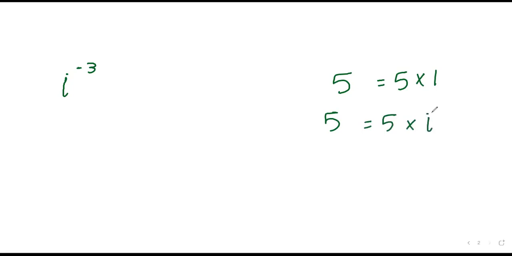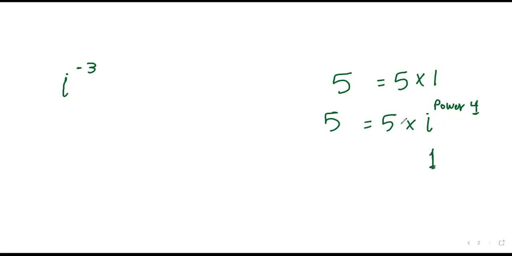If I want to find i to the power of negative 3, before you tackle it, you should know well that if I have a number like 5, it's the same as 5 times 1. So this number is the same as 5 times i to the power of any multiple of 4. Why is that? Because i raised to any multiple of 4 is 1.